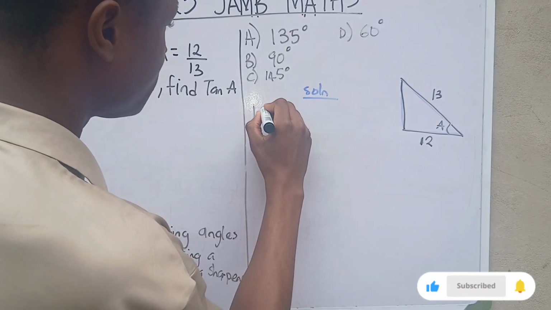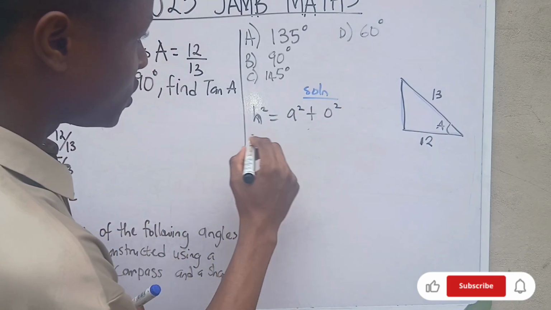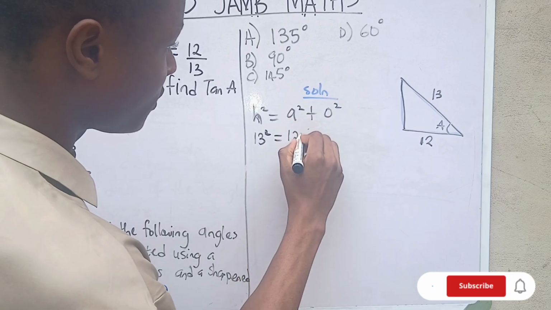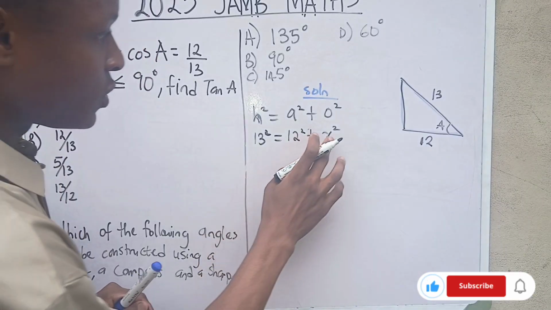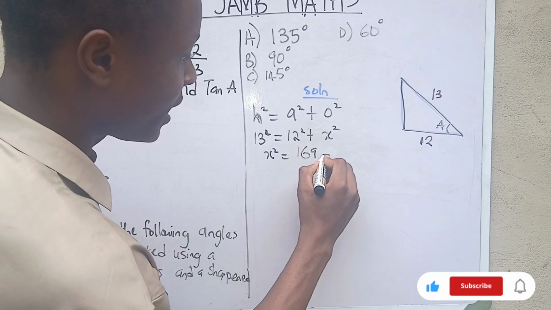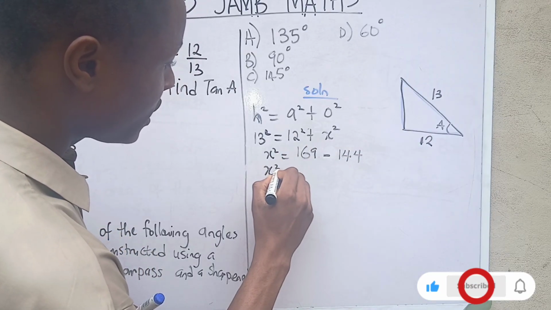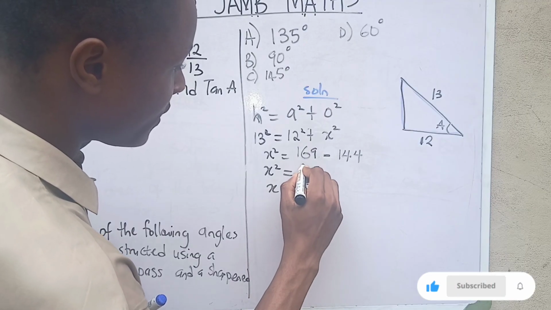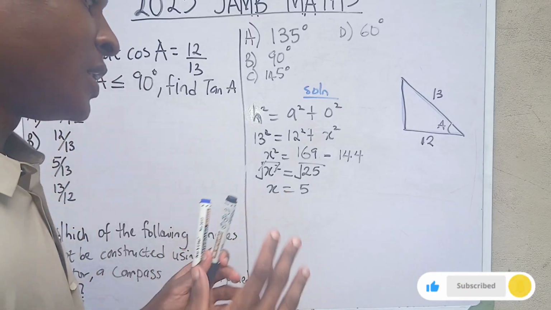So the hypotenuse squared is equal to the adjacent squared plus the opposite squared. So the hypotenuse is 13, squared, is equal to the adjacent, which is 12, squared, plus the opposite. Let's call the opposite x squared. So to find x, we have x squared is equal to 169 minus 12 squared, which is 144. So our x squared is equal to 25. That means our opposite is 5, the square root of 25. Now we have been able to find our opposite.